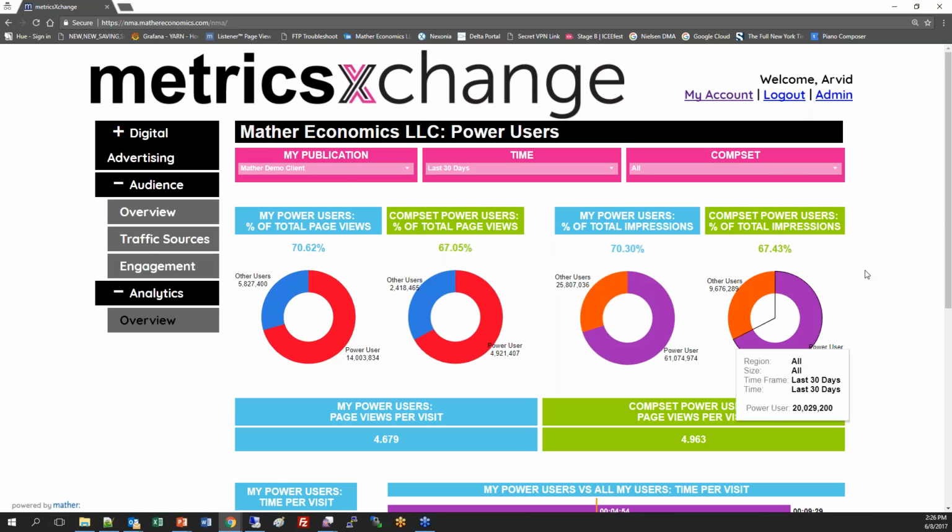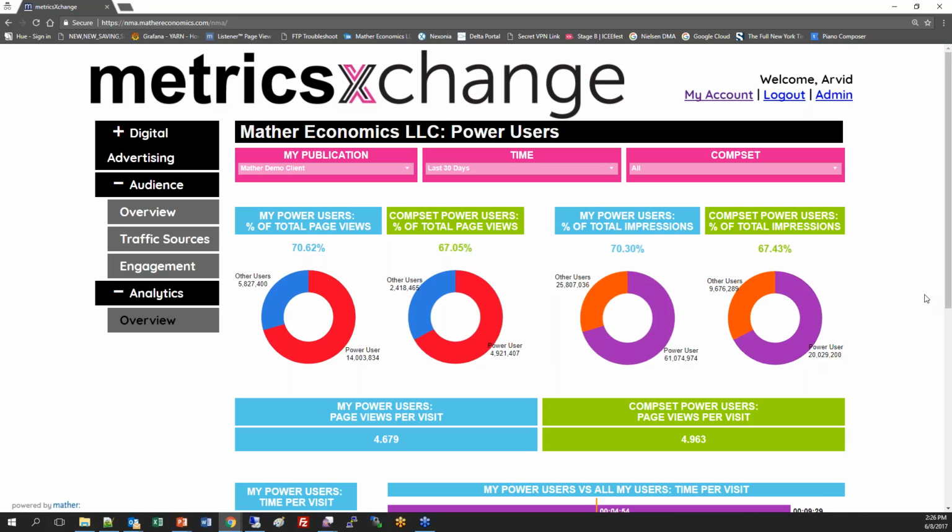So the last page here is this analytics overview, and this is essentially a metric that we've come up with. We call them power users, and these are users who are part of your core audience, your loyal readers, those who are coming to your site frequently. So we measure what is the share of those users who are really engaged on your site, and what is the performance of those users on your site as well.